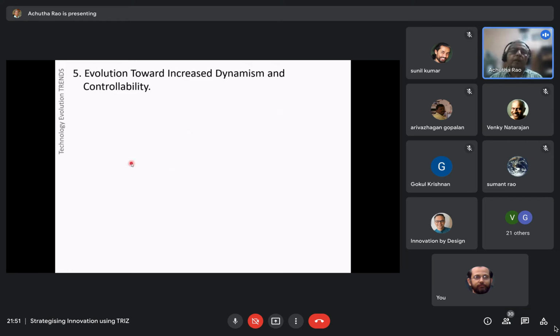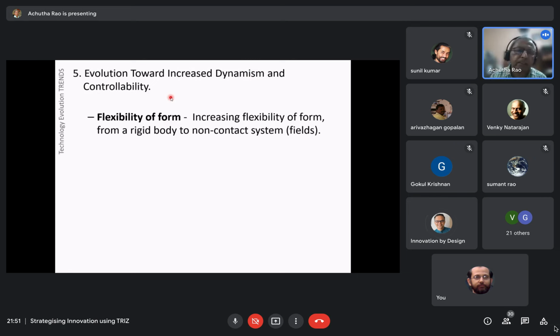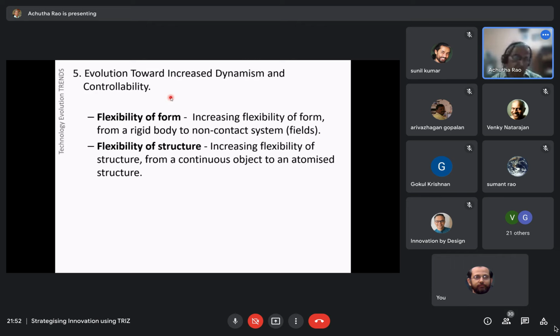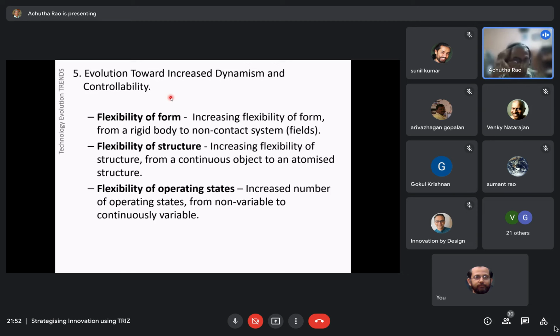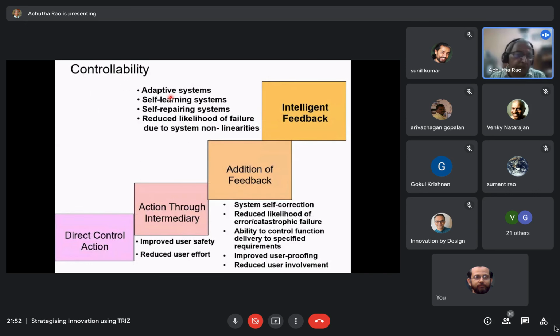The most important finding is increased dynamism and controllability. That means the products have to be adaptable, changeable, controllable. It's a very important thing. That means flexibility of form. I told you, the stent has a different form when it's outside, and it takes a different form when it goes inside the heart. Flexibility of structure, it can change the way it behaves. Flexibility of operating states. All these are very important requirements of the future. They say technology can make this happen. Very powerful.